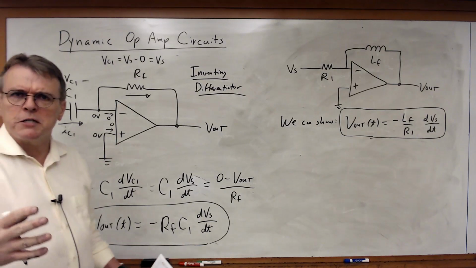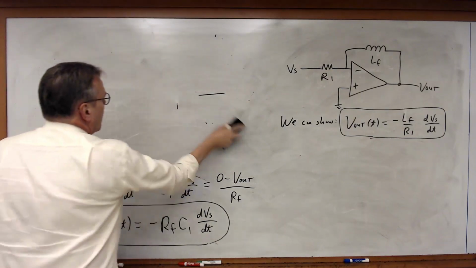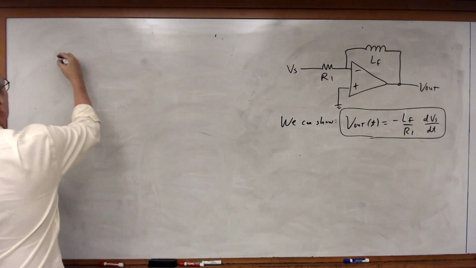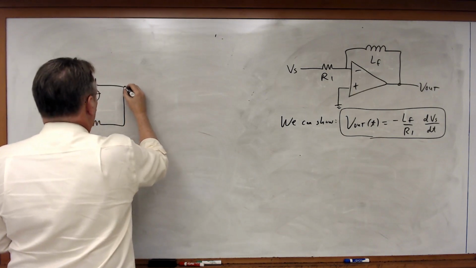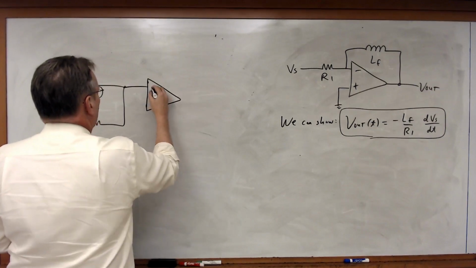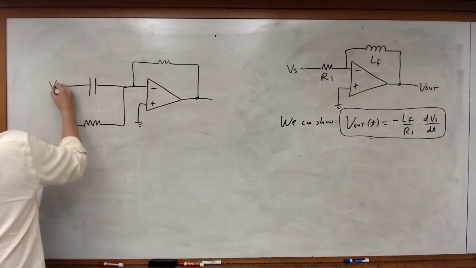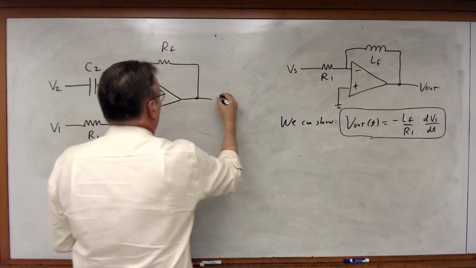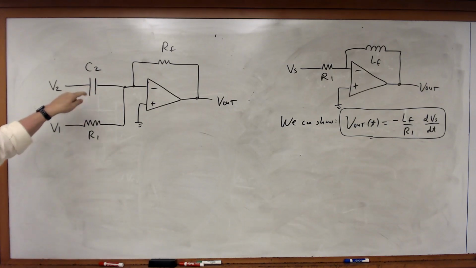Let's look at a slightly more interesting circuit. Let's add some stuff to it. What if we did something like this? What if we did this? So in this case, I've got something that looks familiar. It looks like an inverting summer, except I've replaced that resistor with a capacitor.